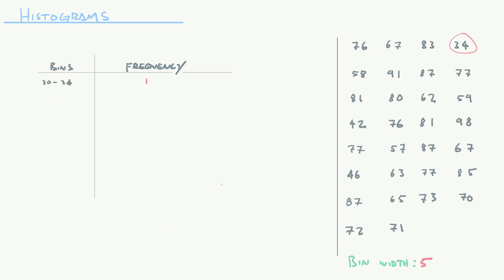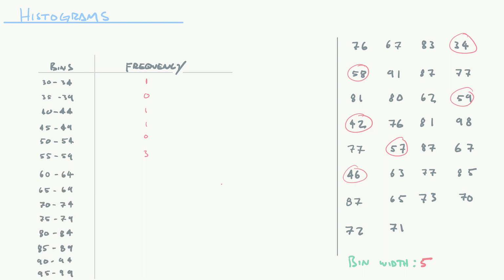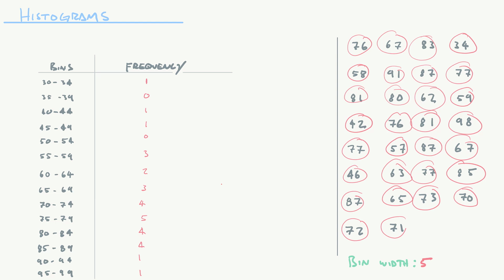Where things start, though, is there is a score between 30 and 34. There's 1 of them. So I put the frequency as 1. There's nothing between 35 and 39. So the frequency for that bar is going to be 0. There's 1 score between 40 and 44. It's the 42. There's 1 score between 45 and 49. It's the 46. Nothing between 50 and 54. And then I'll just fill out the rest here. 3 between 55 and 59, and here's all the rest of them, and here's all the frequencies.